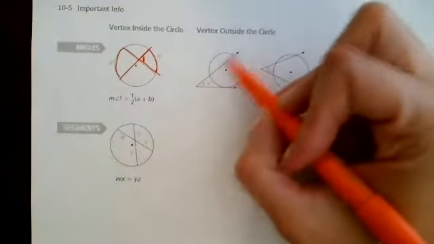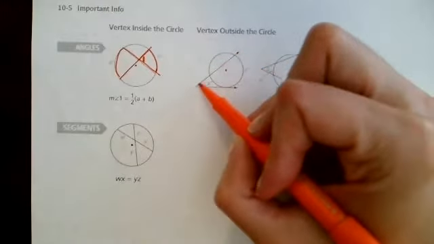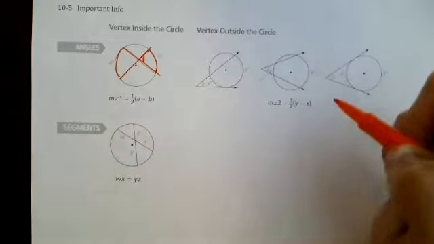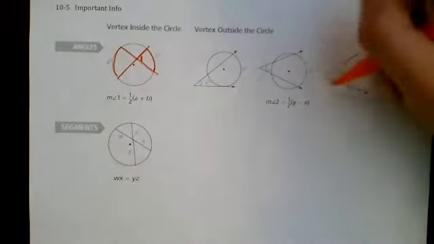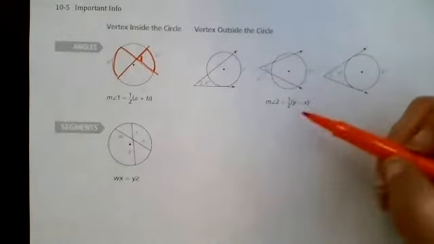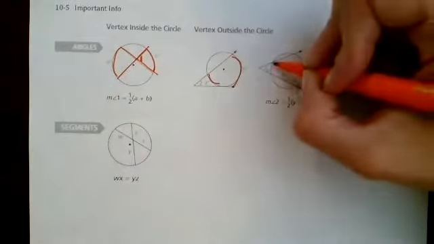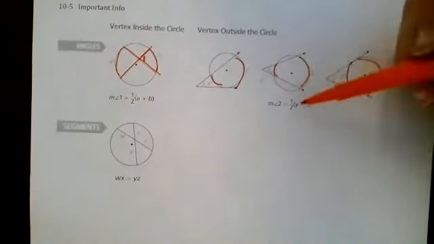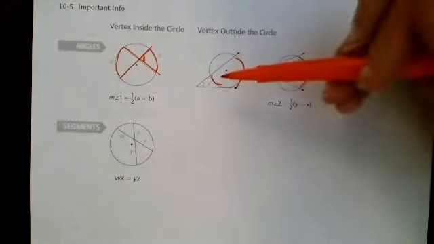If we have a secant, the one that goes through the circle, so it's inside and outside the circle, and a tangent, the tangent's the one that just touches the very outside of the circle, or if we have two secants, or if we have two tangents, we use this formula. You subtract the arcs they intersect. So in these cases, these are the arcs we're looking at. So we subtract the arcs and take half of it to get the angle.